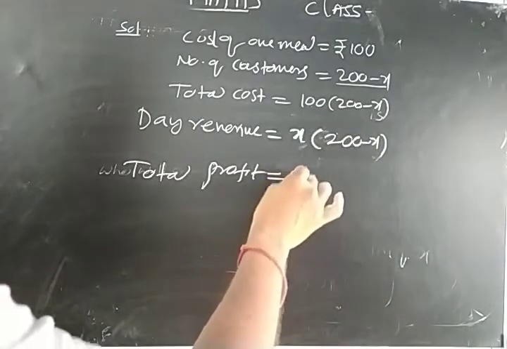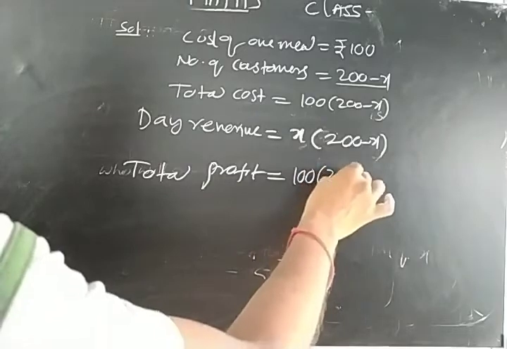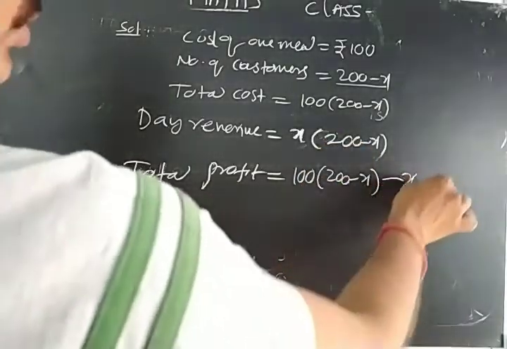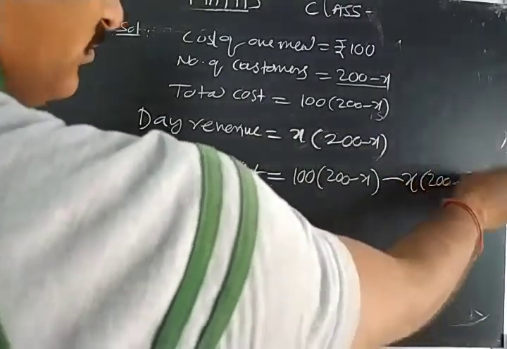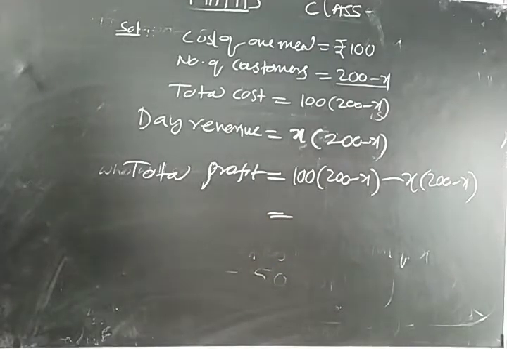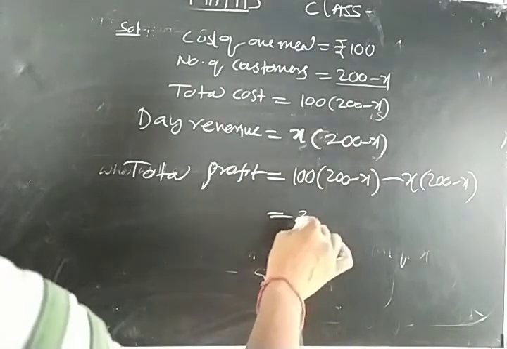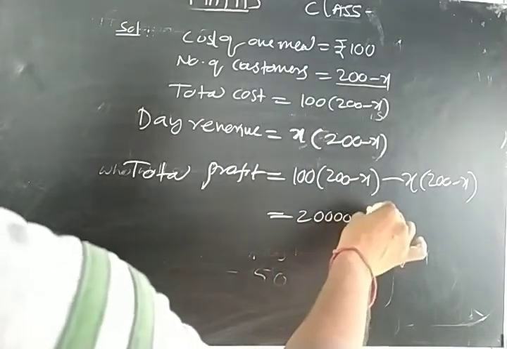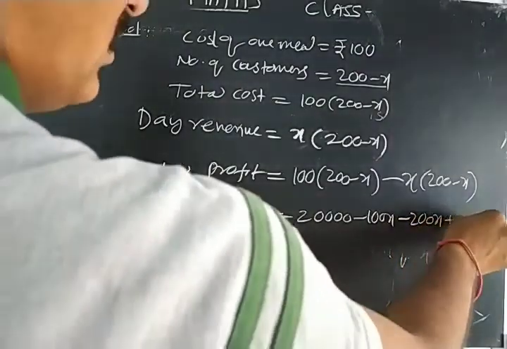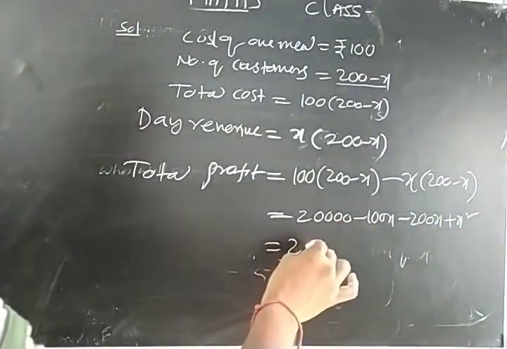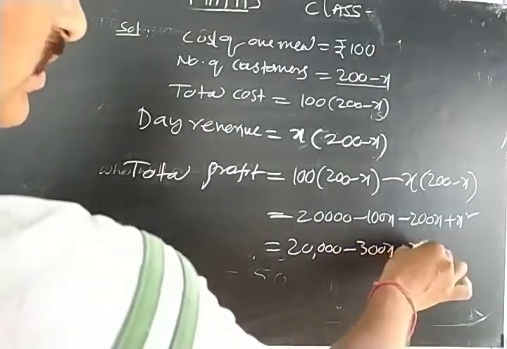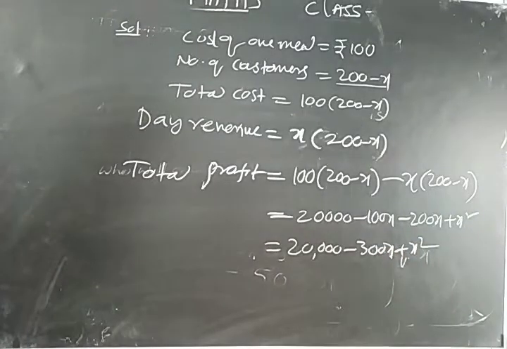So profit, how can we get it? Total cost minus what he got on that day. If you subtract, you will get the profit. x into (200 minus x), right? This will give the profit. If you simplify, minus 100x minus 200x plus x square. So 20,000 minus 300x plus x square will give the total profit function.